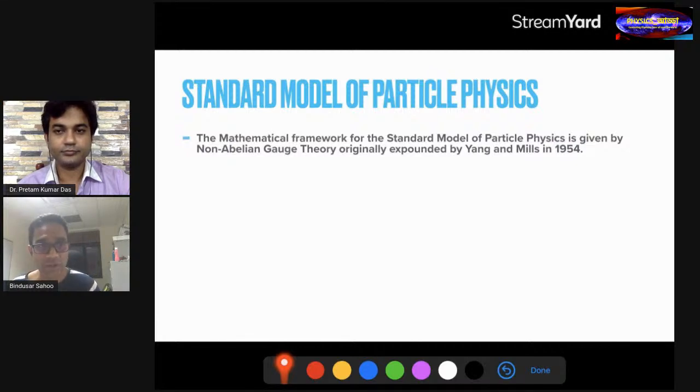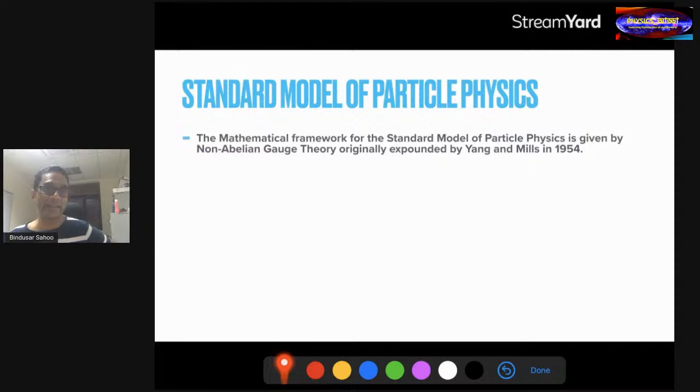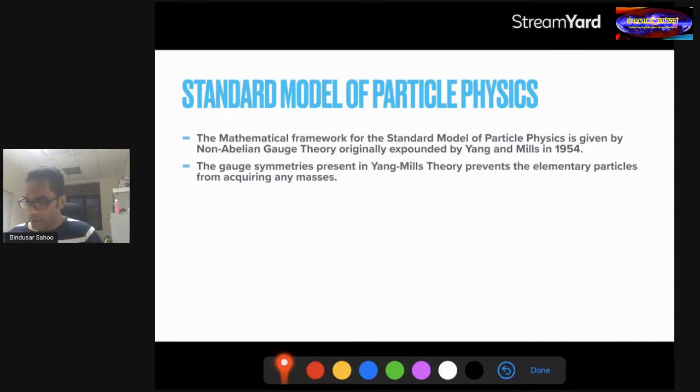So these non-abelian gauge theories are used as a framework to understand the other interactions like strong and weak interactions, and electromagnetic theory is understood by an abelian gauge theory. But all of them are gauge theories at the end of the day, and they have gauge symmetries, either non-abelian or abelian. And these gauge symmetries that are present in this theory prevent the elementary particles from having any masses.